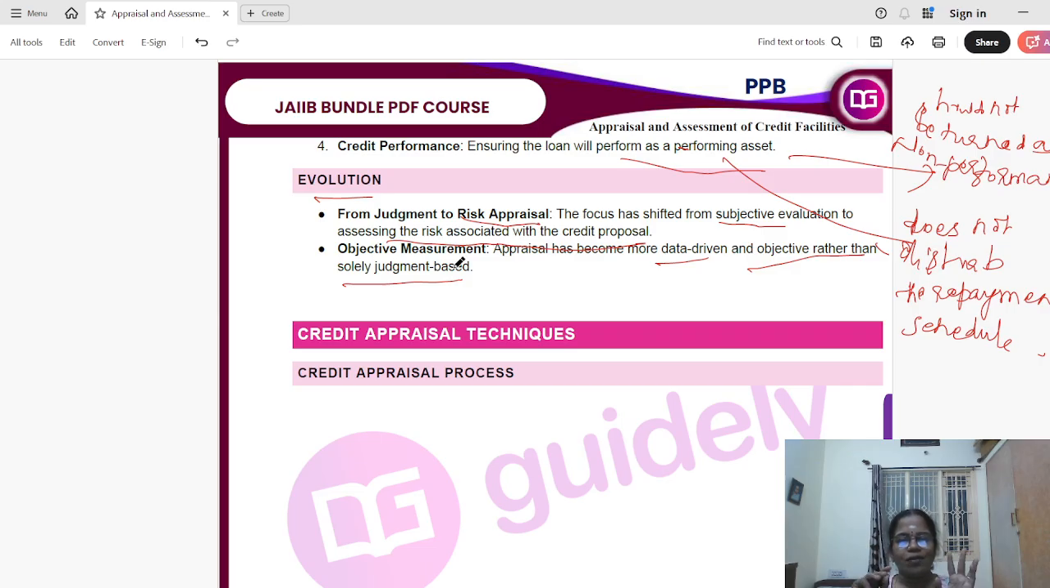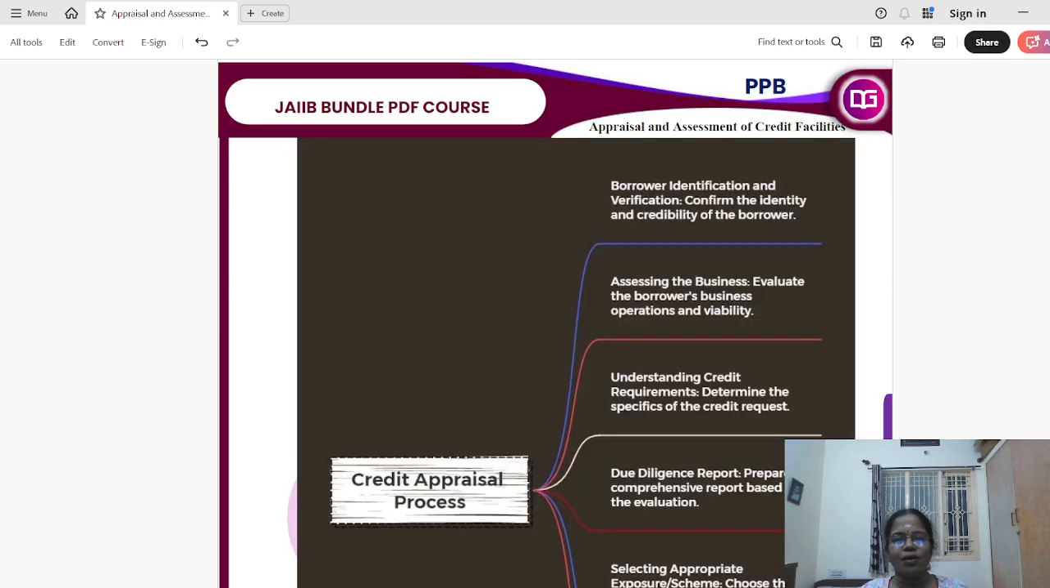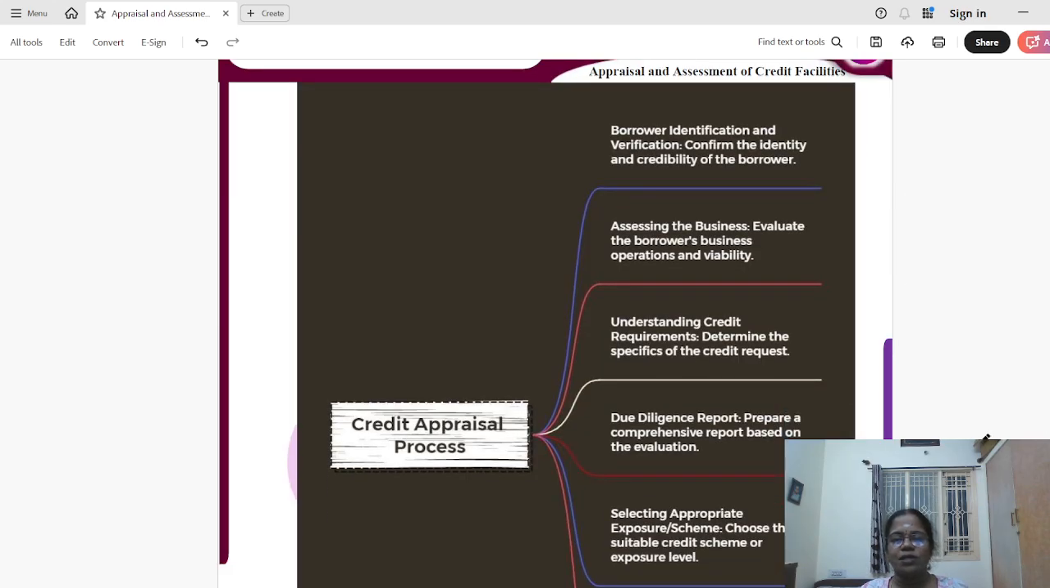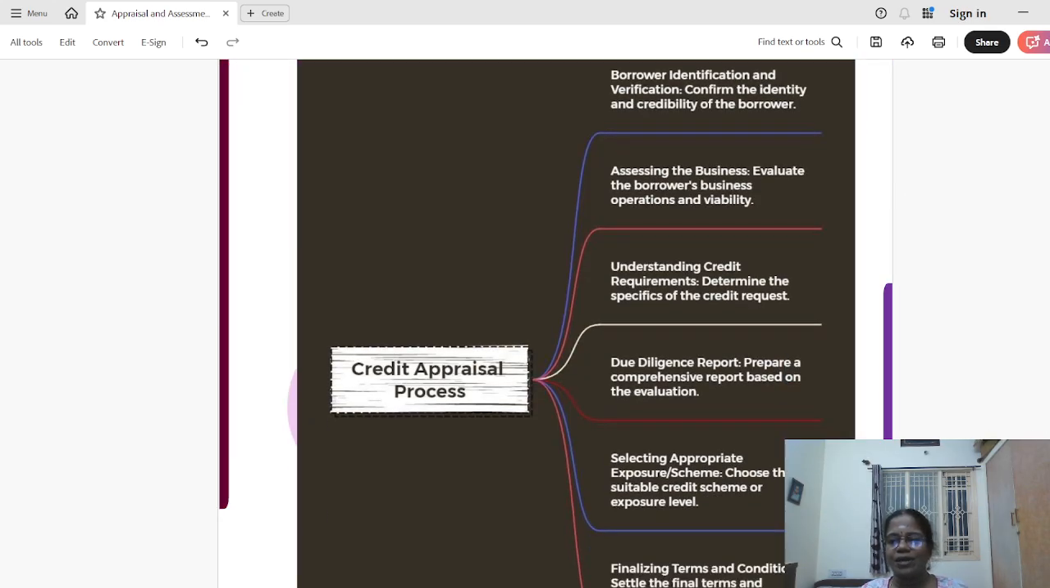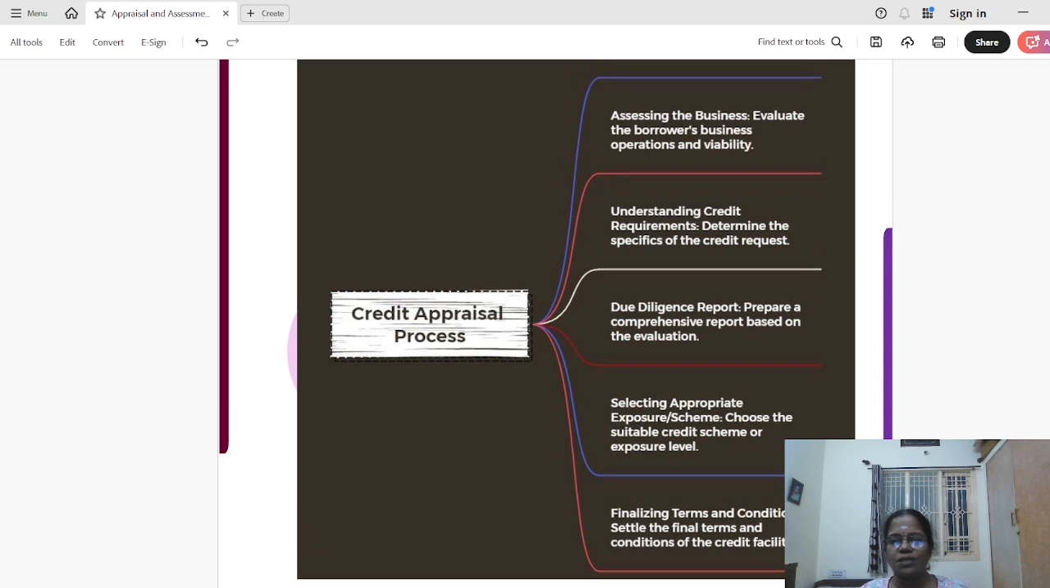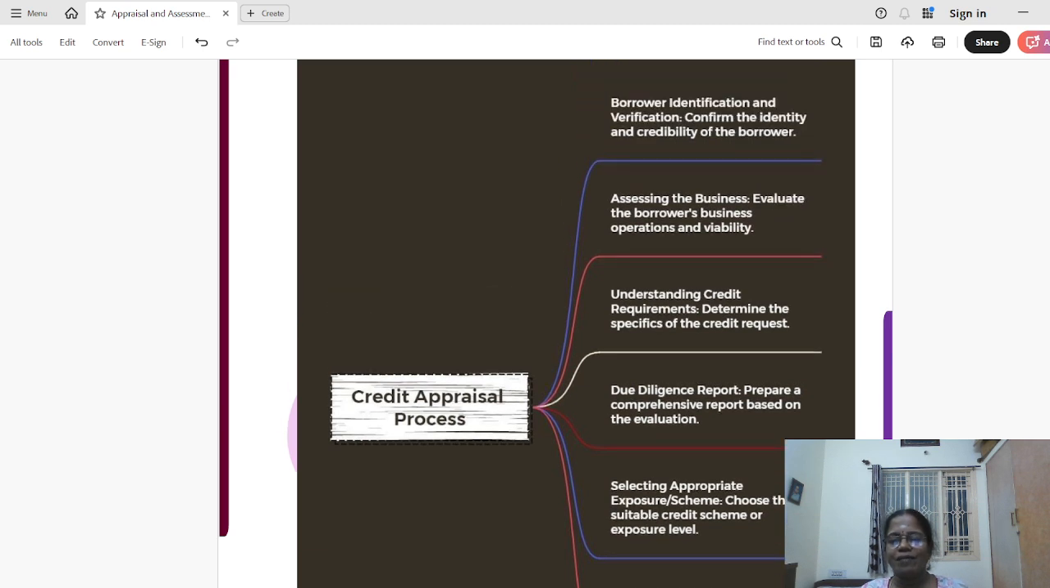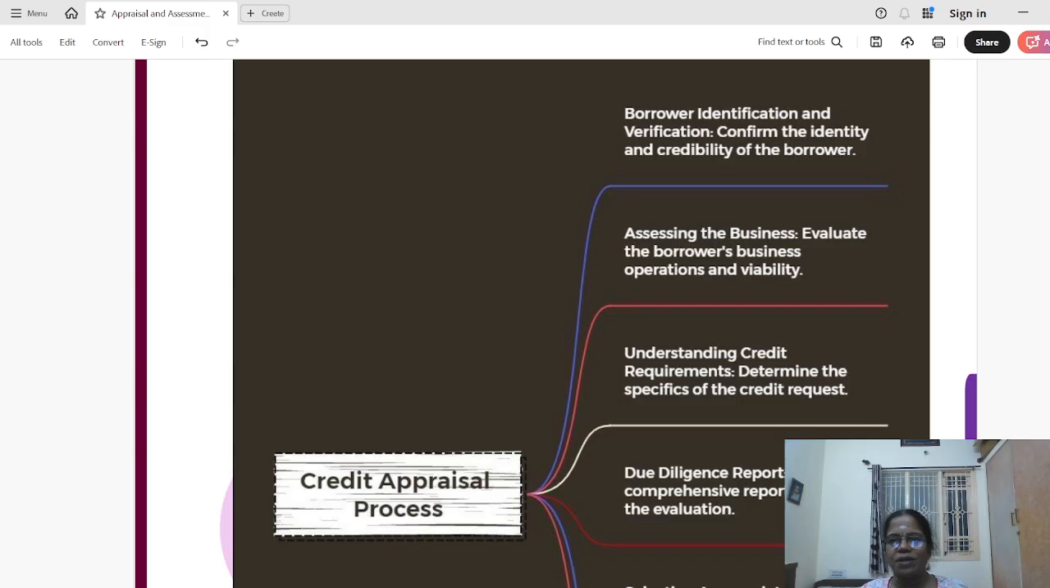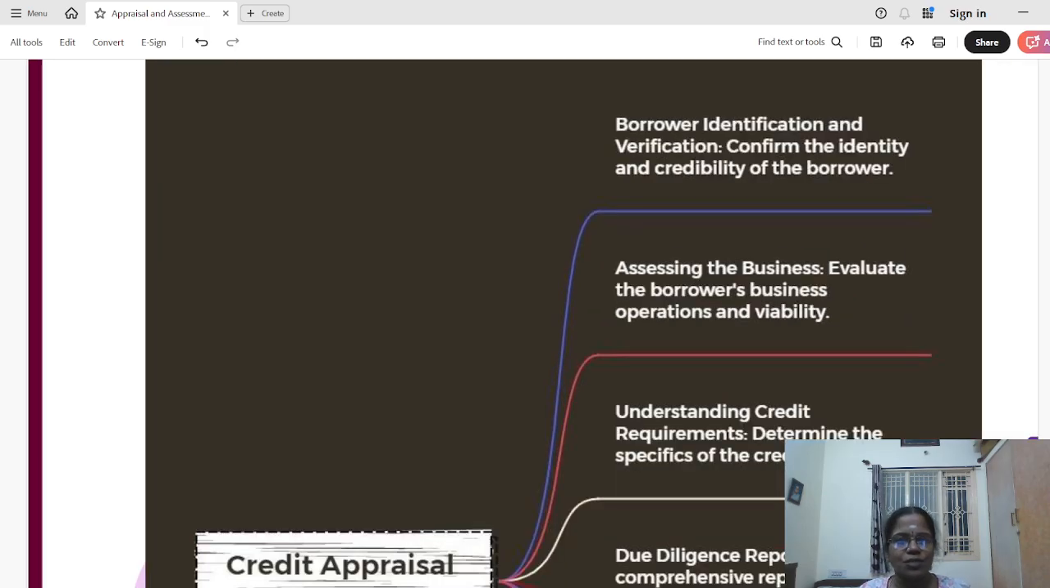Next we are going to discuss the credit appraisal techniques, that is, the credit appraisal process. There are different kinds of credit appraisal processes; totally 7 steps are given under the credit appraisal process. We are going to discuss them one by one. Borrower identification and verification is the first one.